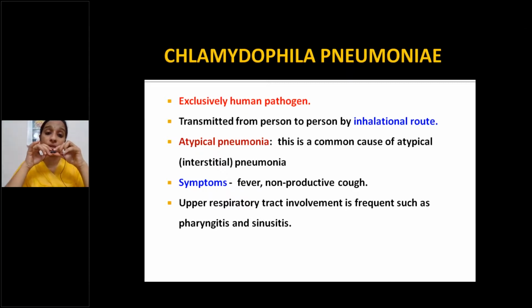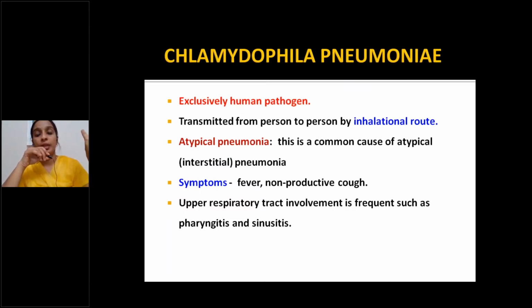This is exclusively a human pathogen. It is transmitted from person to person by the inhalational route. It causes atypical pneumonia, which is also an interstitial type of pneumonia. Common symptoms are fever and non-productive cough. We can also see upper respiratory tract involvement here, with pharyngitis and sinusitis.